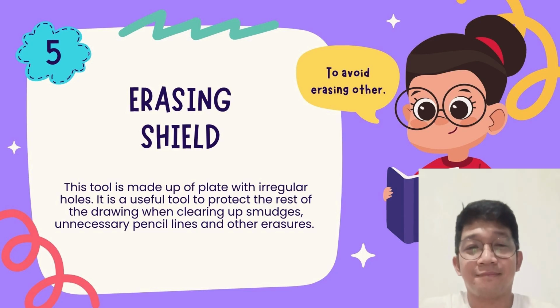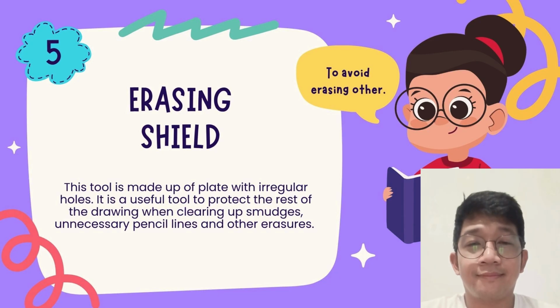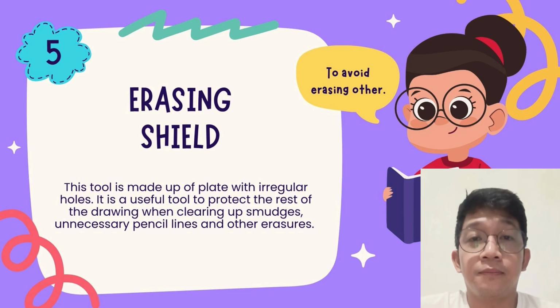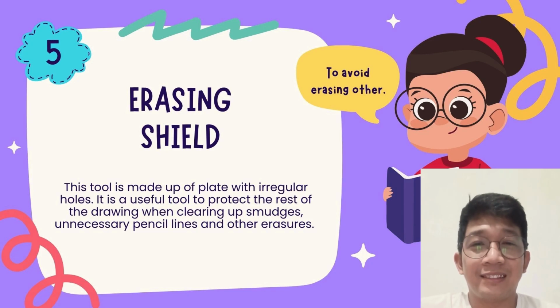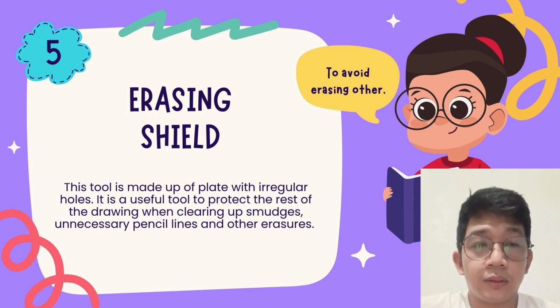Erasing shield. This tool is made up of a plate with irregular holes. It is a useful tool to protect the rest of the drawing when cleaning up smudges, unnecessary pencil lines and other erasures. It is important to use an erasing shield because it helps you erase specific parts of a drawing without accidentally removing or smudging nearby lines.